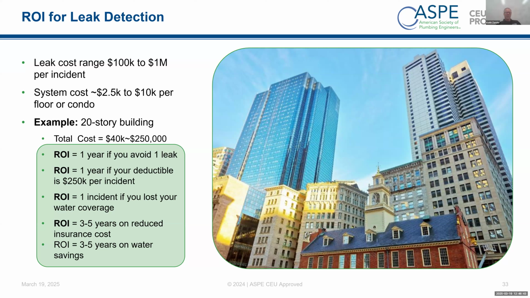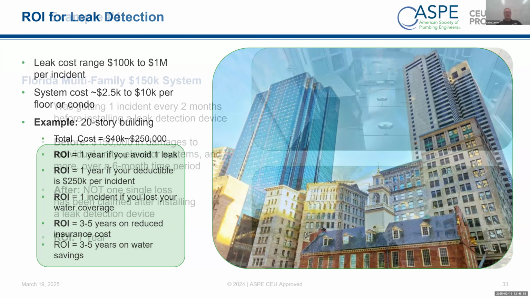A lot of the universities have a $1 million policy that they have to exceed before they file a claim. One incident, if you lost your water coverage, 3 to 5 years on reduced insurance costs. So a lot of these values that you can go in on ROI and sort of figure this out.